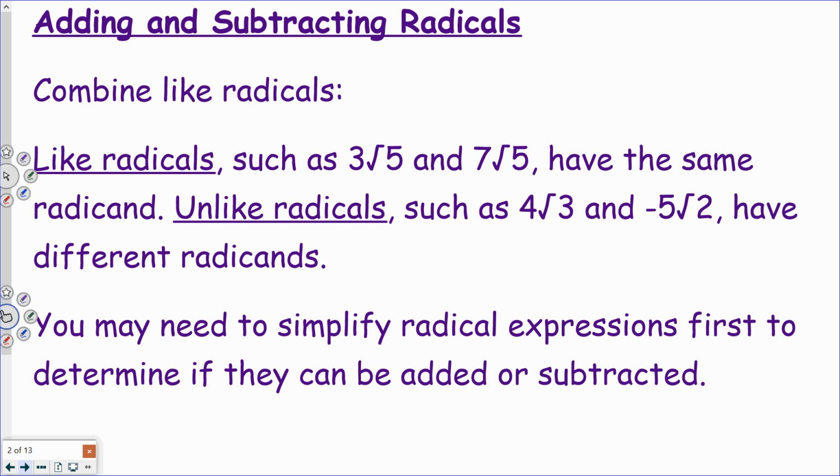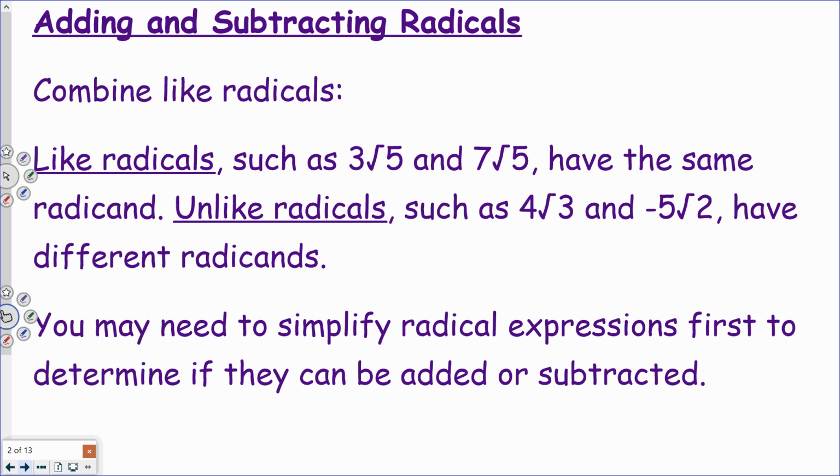All right, so combine your like radicals. If I had 3 radical 5 and 7 radical 5, if I added those, what would you tell me it is? It'd be 10 radical 5. Yep, the matching ones, they're just like the matching game. You're putting them together. Unlike radicals, if I had 4 radical 3 and negative 5 radical 2, the radicals are different, so it would just stay as is. I can't do anything with that.